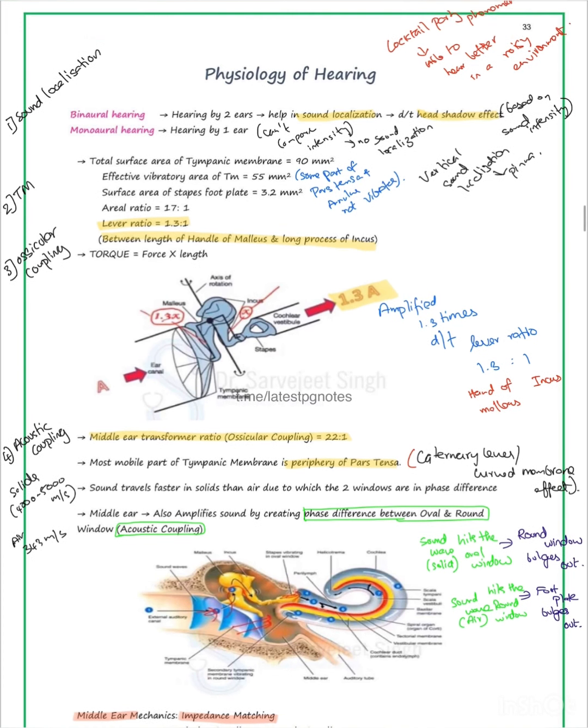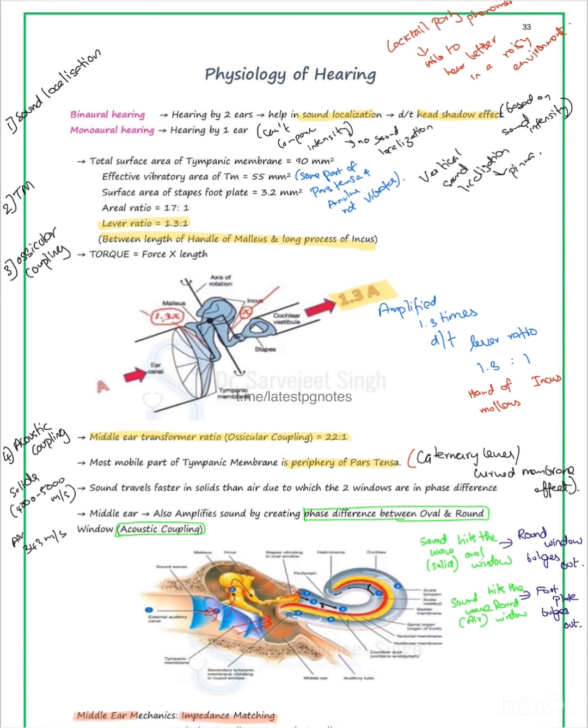When we see the surface area of the tympanic membrane, it's 90 millimeter square, but the effective vibratory area is only about 55 millimeter square. And the surface area of the stapes footplate is only about 3.2 millimeter square. When we compare this 55 millimeter square with 3.2, it is about a 17:1 ratio. So the effective vibration will be more.